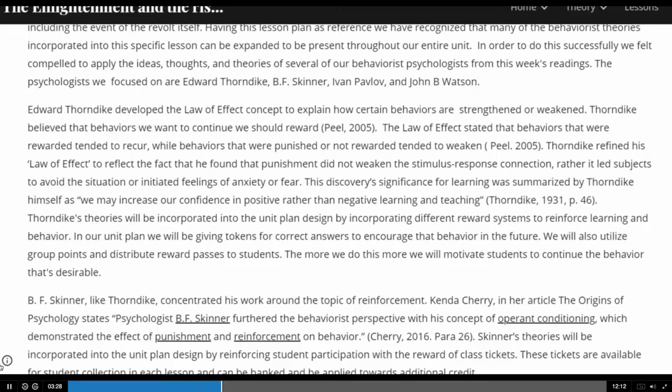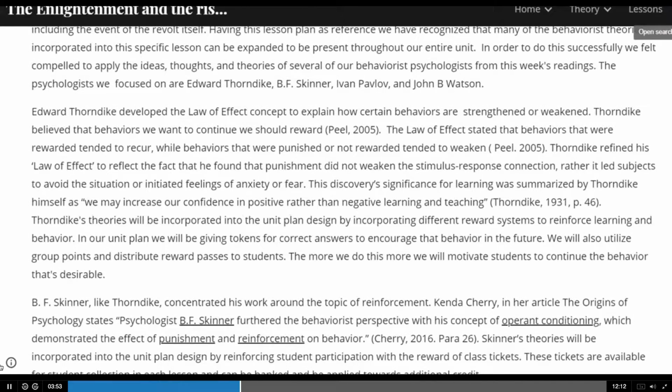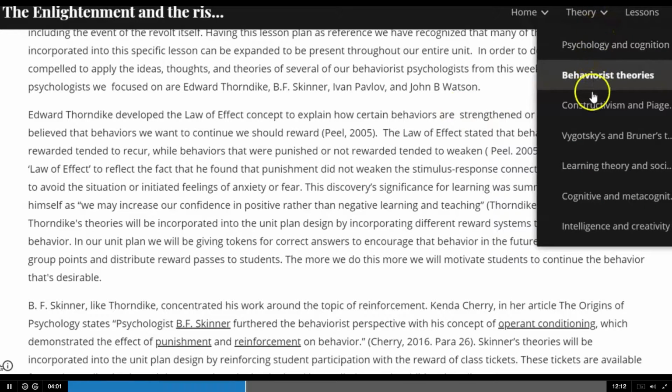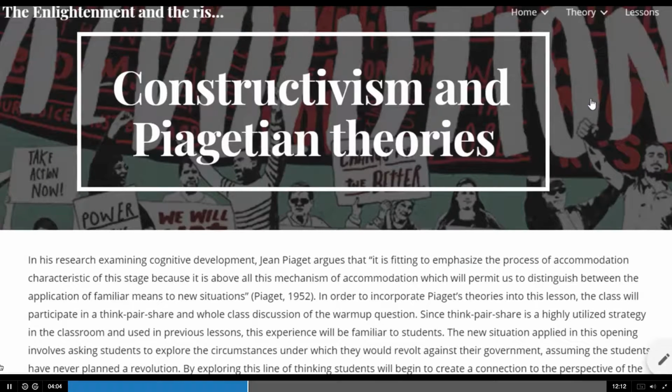As a result, he concluded that we may increase our confidence in positive rather than negative learning in teaching. Examples of this are when teachers reward their students with prizes, points, or rewards for participating and giving correct answers. Again, while all four theorists focus on behavior, I think it's important to highlight that Thorndike and Skinner focus on how one can promote and reinforce positive versus negative behavior, while Pavlov and Watson focus more on the general idea of conditioning said behavior.